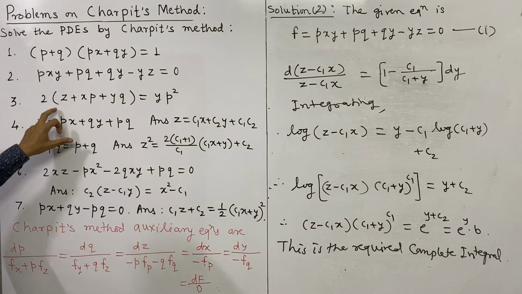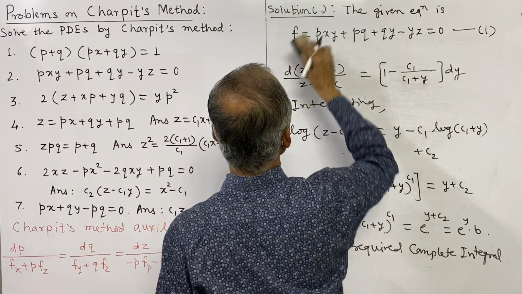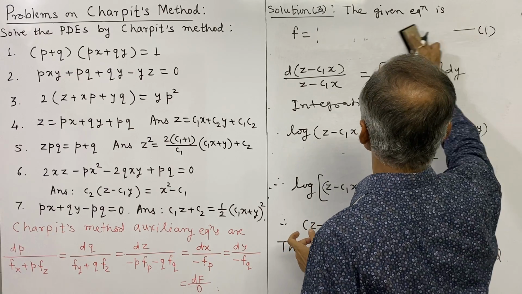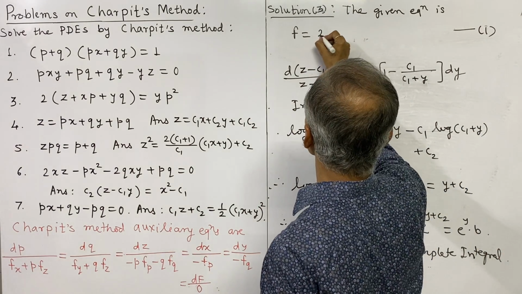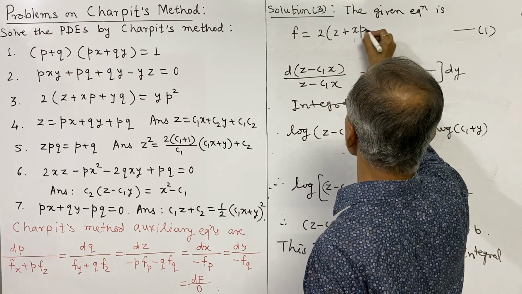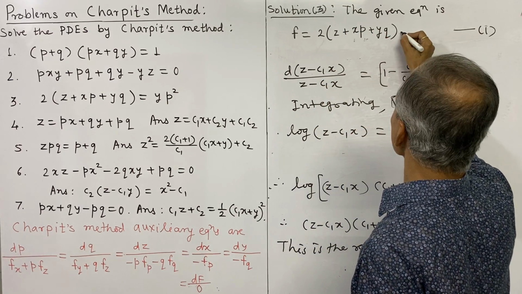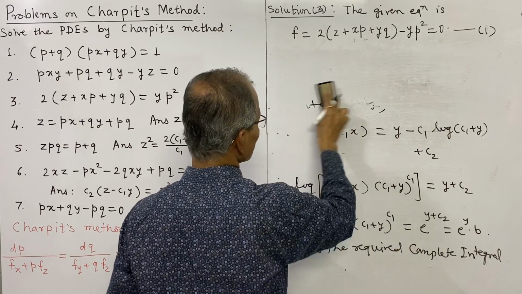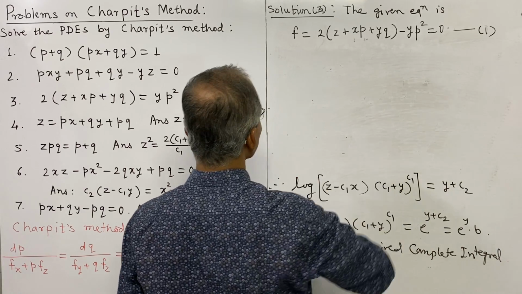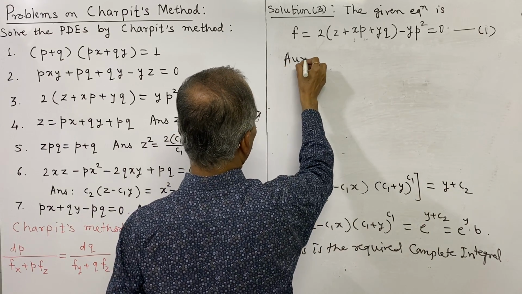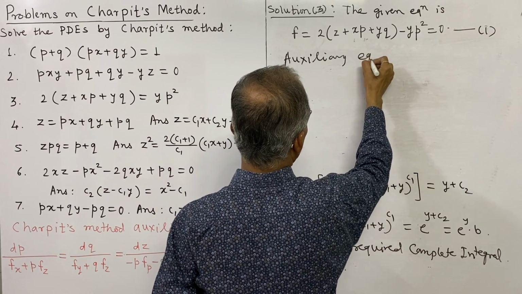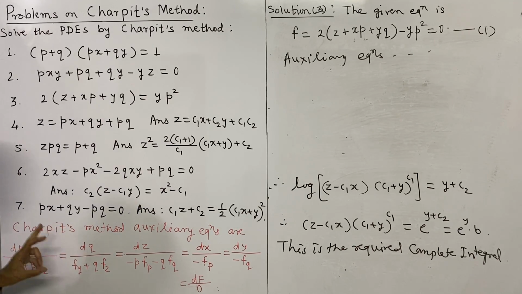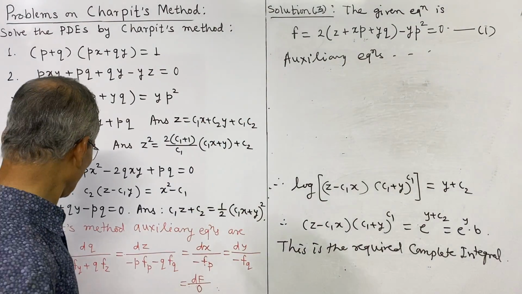Now one more we will solve, that is the third, solution for third. Now the given equation can be written in the same form, f. F is 2 into z plus xp plus y into q minus yp square is equal to 0. And the auxiliary equations are, write these two lines. In every solution, we have to write first this. I am not writing, I will write directly the next step.